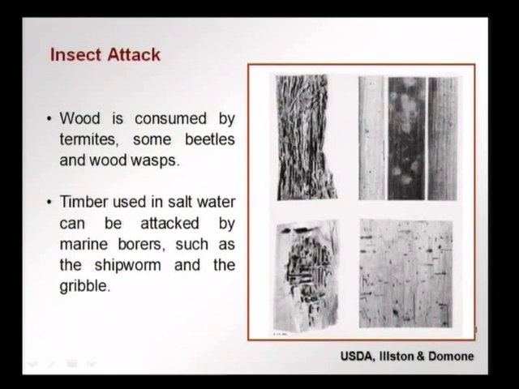Now, other than decay due to fungi, we can have wood attacked by insects. Termites are very common, and all of us are concerned about them when we have wood furniture or wooden structures. Wood is consumed by termites, some beetles and wood wasps.